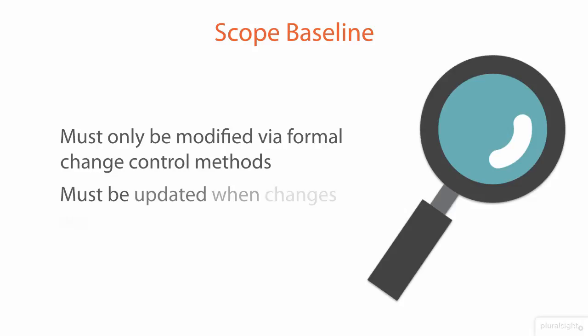The scope baseline must only be updated when changes have been approved as well. It shouldn't be approved in a preemptive sense because we think a change might be included within the scope as we move forward. We need to know for sure before we go in and make changes to these formal documents, because we do use them as those very vital and valuable points of comparison.